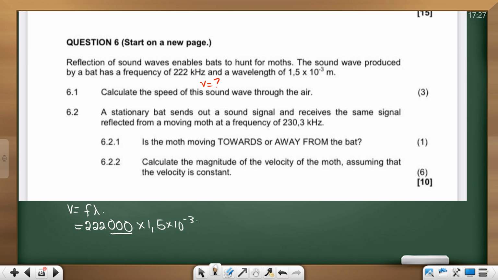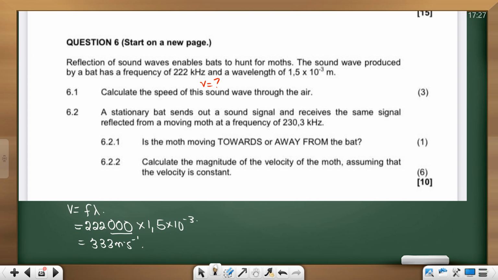Please give me an answer. And you get your 3 marks there.